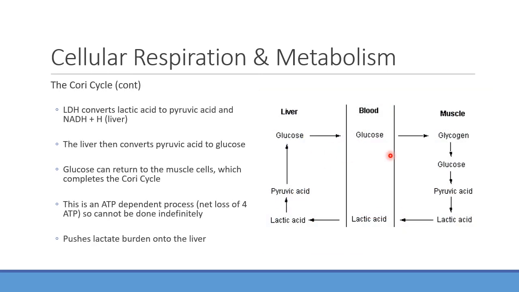So again, just another picture showing you the same thing happening here. The glucose doesn't have to go back to the muscle, it can really go anywhere once it's released back into the bloodstream. But note that this is an ATP-dependent process. So overall, you end up losing a net amount of 4 molecules of ATP.